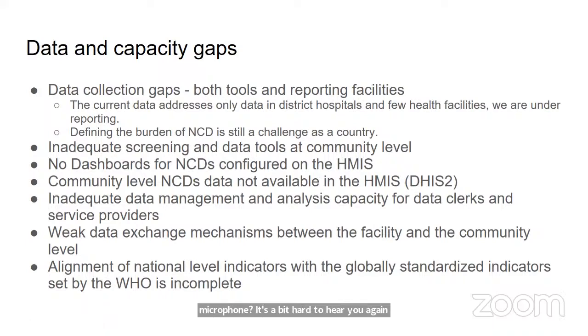Okay, so I was saying that the alignment of the national level indicators with the global standardized indicators set by the WHO is incomplete, but the process has started, and we're looking forward to finalizing the work. And as I said, the community level data that is being collected now has to be linked to the DHIS2.